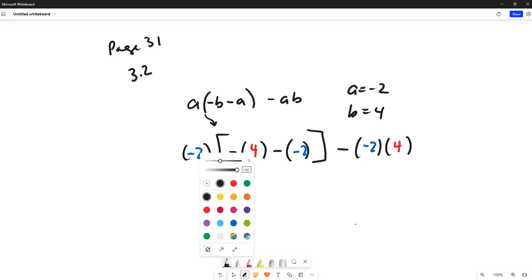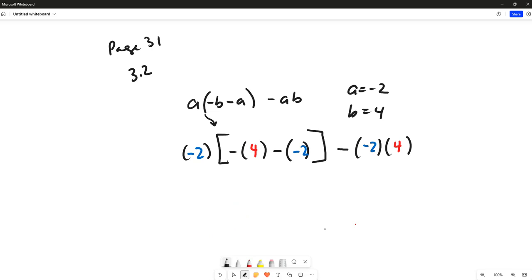Okay, now I'm going to simplify. I'm going to start inside the parentheses. So the opposite of negative 2 is positive 2. Opposite of positive 4 is negative 4. I'm going to put that back into those parentheses. Drop the parentheses there, put a negative 2. And then over here, that's the opposite of negative 2, which is positive 2 times 4.